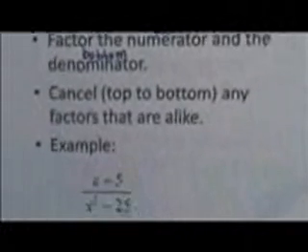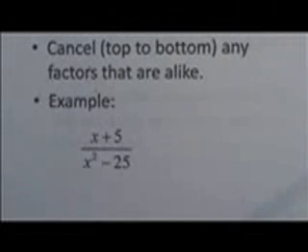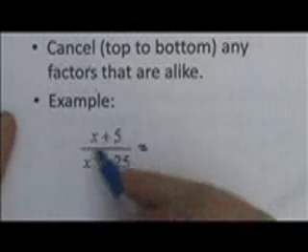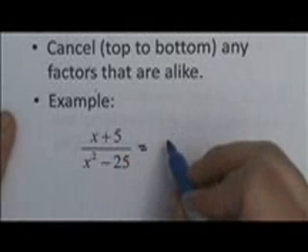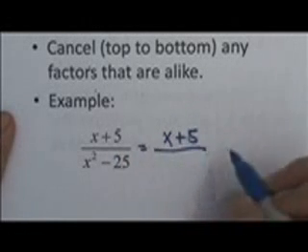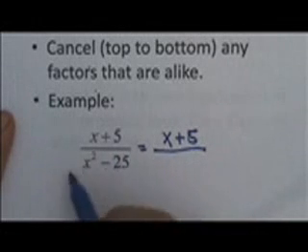Let's look at an example here. x plus 5 over x squared minus 25. Alright, let's factor. Look at the top here. x plus 5. I don't think we can factor that anymore, so we'll leave it as it is. Look at the denominator. Look at the bottom here.